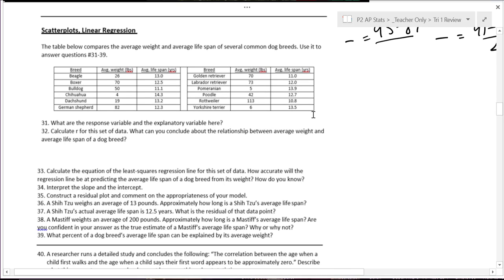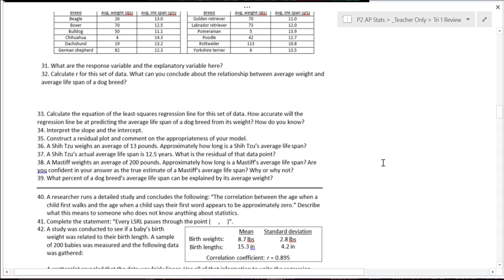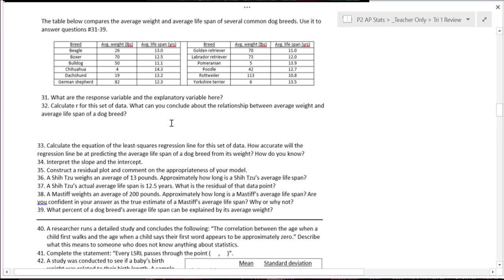Alright guys, in this video we're going to be going over scatter plots and linear regression. I am going to show you some of these pretty quickly because it's mainly calculator tricks for this. So the very first one talks about this whole idea of response and explanatory.